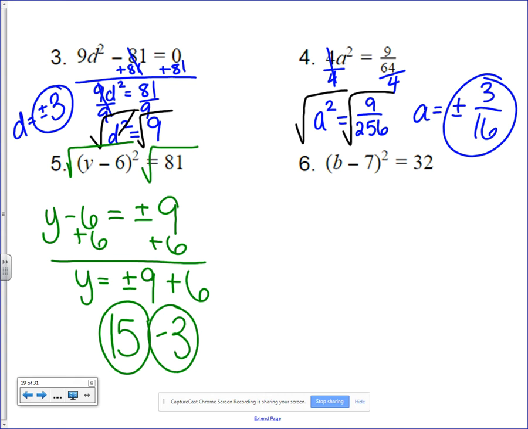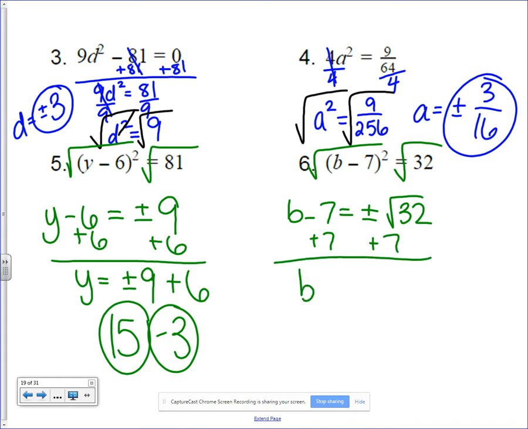Okay. Another one is for Greg. Same way, Greg. I got the parentheses with a square around the whole thing. So we'll square root it. Now, 32 is not a perfect square. Can everybody do the square root of 32 on their calculator? It's a huge decimal, right? So what I want you to do is just leave it as a square root of 32. Is that okay for everybody? All right, now, Greg, how do you isolate the b? So now I have b equals this plus or minus square root of 32 plus 7.